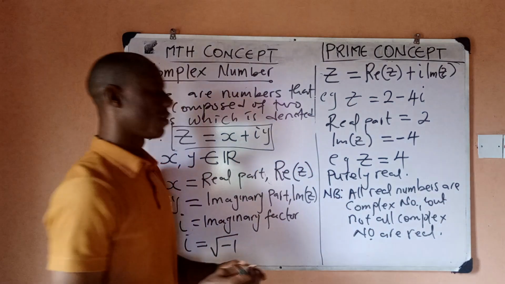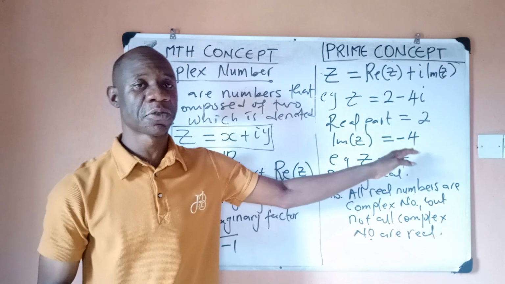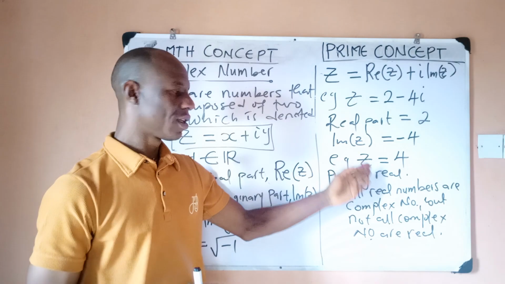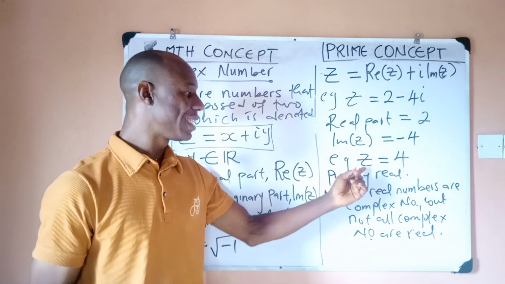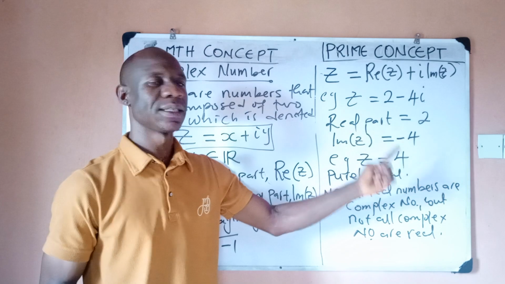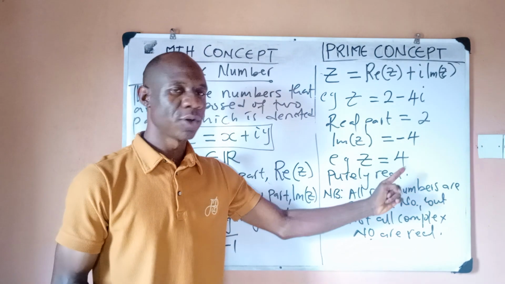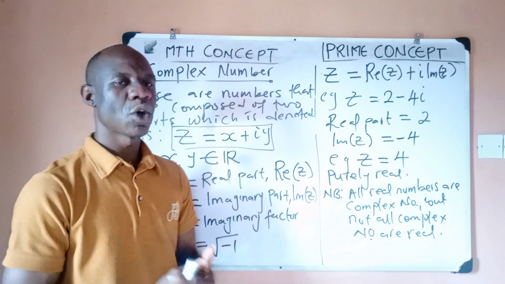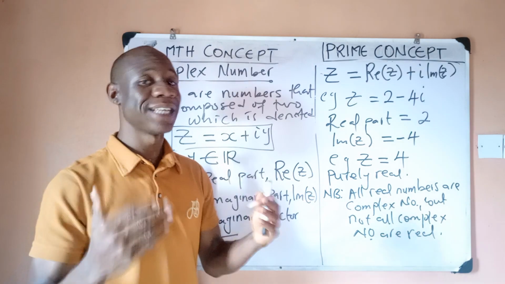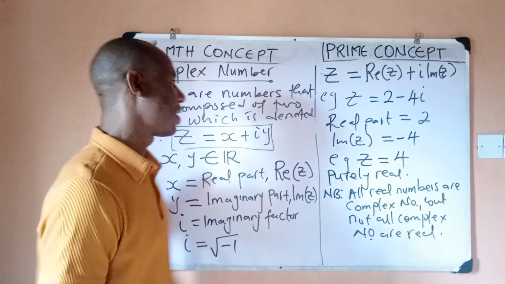So please take note of this, because this z equals 4 is a real number, and it's also a complex number. We would say that this complex number is made of only a real part, and the real part is 4. If I ask you what is the imaginary component of this complex number, you would say it is 0, because it is not present there.